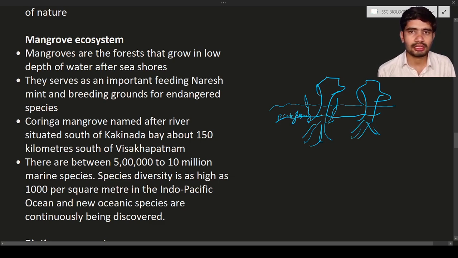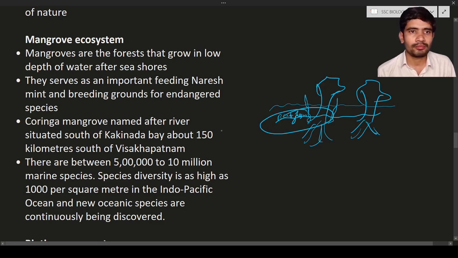Why? Because the plants are there, water is there, and soil is there, everything is there. So different organisms are going to live in this area. It is going to become an ecosystem. That system is known as the mangroves ecosystem.